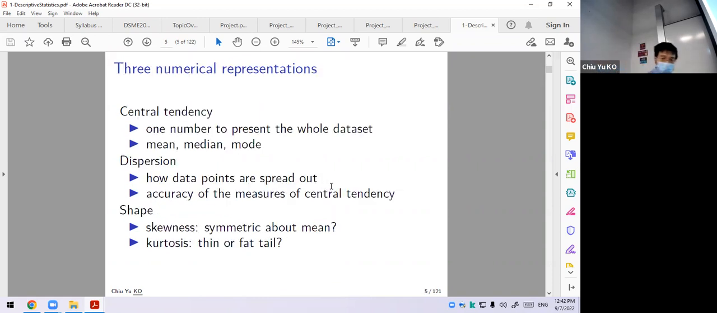So what we're going to learn from this topic is we focus on these 3 things. For the data, we want to look at 3 different elements. The first one is called central tendency. The second one is called dispersion. The last one is called shape. And the first one, central tendency, is a single number that tries to represent the whole data set.